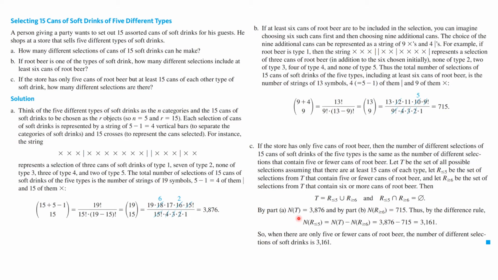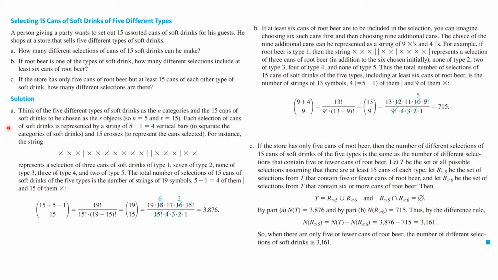Let's do a word problem with this. A person giving a party wants to set out 15 assorted cans of soft drinks for his guests. He shops at a store that sells 5 different kinds of soft drinks. How many different selections of 15 cans of soft drinks can he make? We want to think of the 5 different types of soft drinks as the n categories, and the 15 cans of soft drinks to be chosen as the r objects. So n equals 5 and r equals 15.